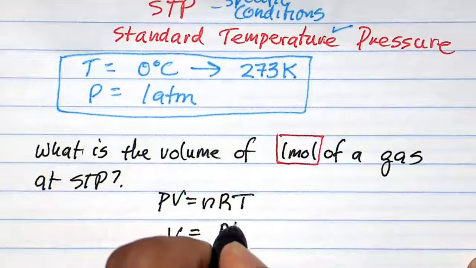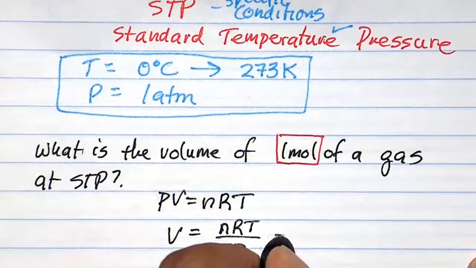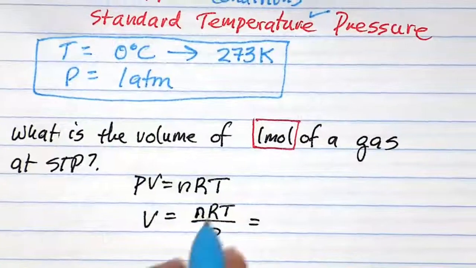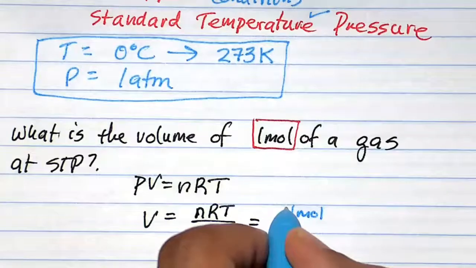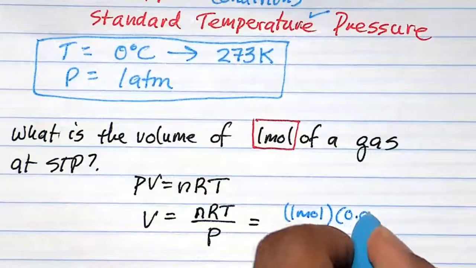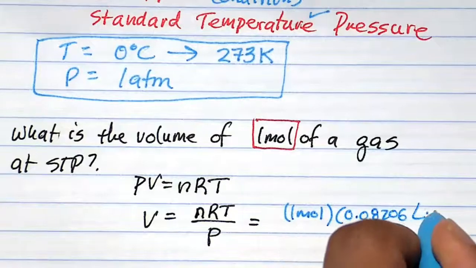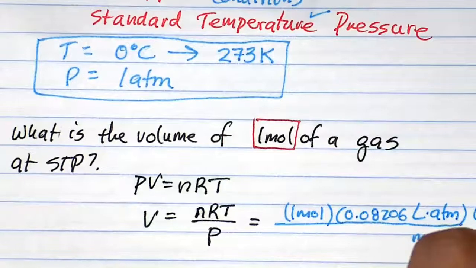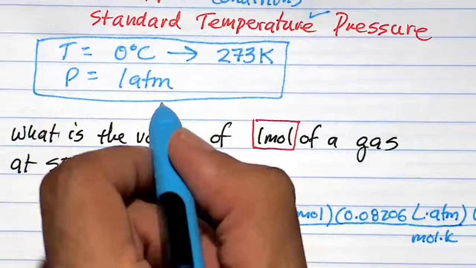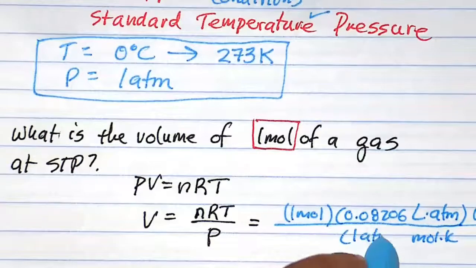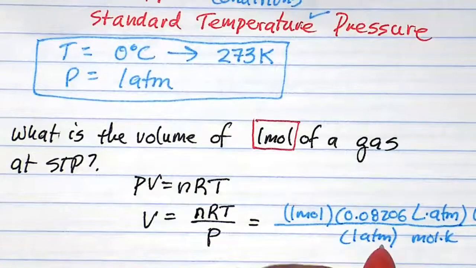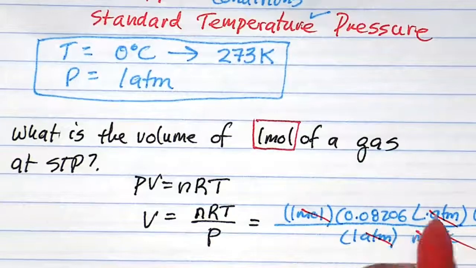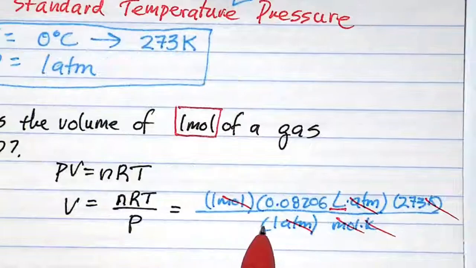So V is going to equal nRT over P, and now we can put in our conditions. N, as we predefined it, is 1 mole of an ideal gas. R is 0.08206 liters atmospheres per mole Kelvin. And T is the temperature at 273 Kelvin. And then P is the pressure, which we have defined as 1 atmosphere. So looking at our units, atmospheres and atmospheres cancel, moles and moles cancel, Kelvin and Kelvin cancel. You're left with liters.